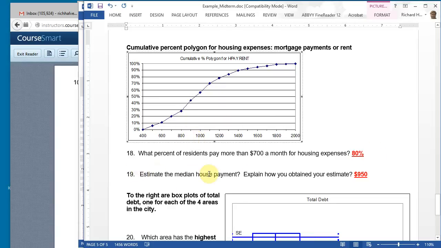19. What is the median house payment? And explain how you obtained your estimate. Well, I would just go to 50% here, and I'd go over here and I'd see it's about that point right there. What is that point? That would be between 900 and 1,000. That looks like just halfway between 900 and 1,000, so I would call that 950. This is 900, 950, 1,000. That's the 50% point, so 950 is my answer.